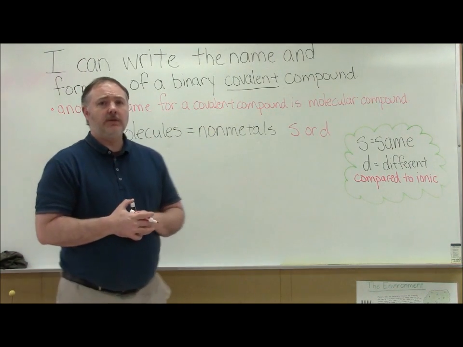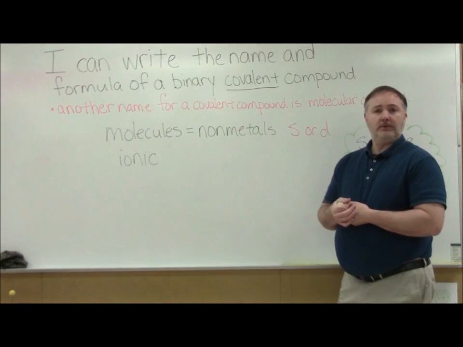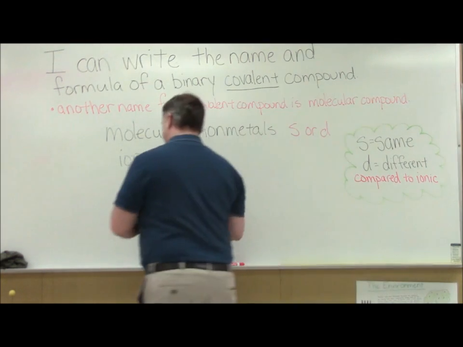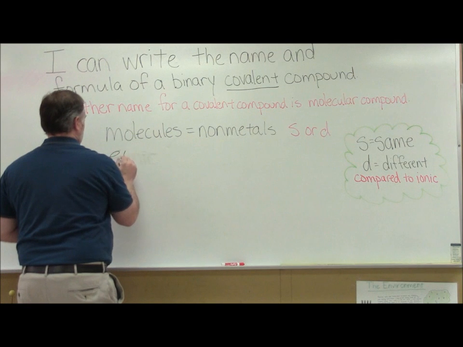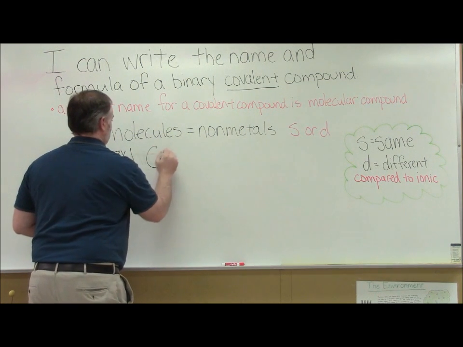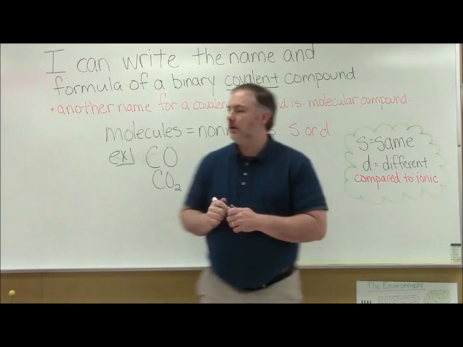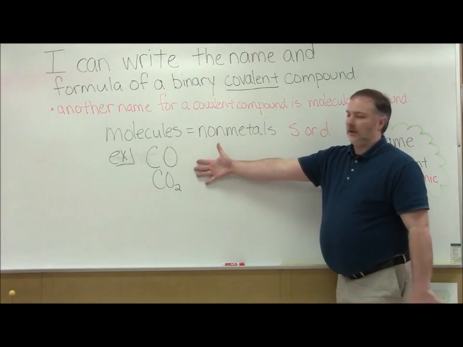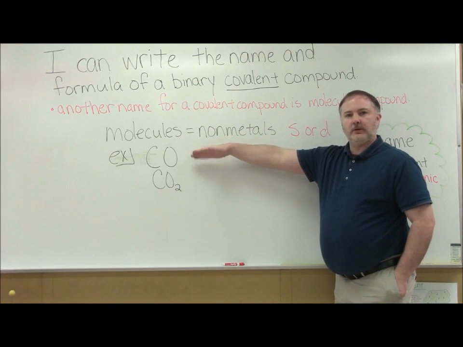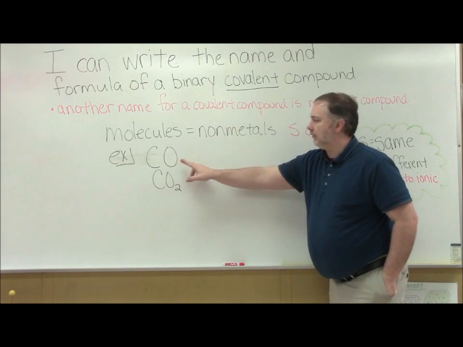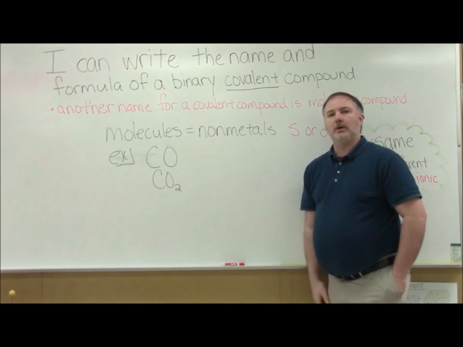And now let's get into it. Let's actually do some names and formulas of some covalent compounds. To me, here's a great example to start. I'm going to show you how to write the name of carbon and oxygen together here, and I have just one carbon and one oxygen, and compare that to CO2 where I have one carbon and two oxygen.